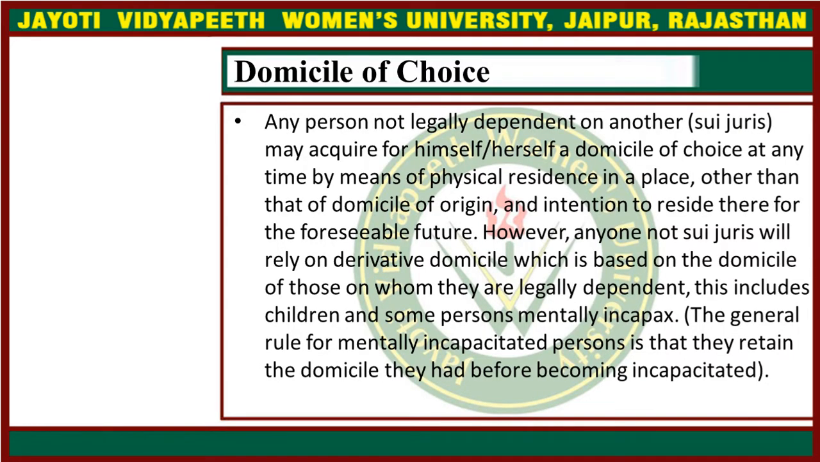Domicile of choice is the second kind of domicile, which means any person not legally dependent on another may acquire for himself or herself a domicile of choice at any time by means of physical residence in a place other than that of domicile of origin and intention to reside there for the foreseeable future. However, anyone not sui juris will rely on derivative domicile, which is based on the domicile of those on whom they are legally dependent. This includes children and some persons mentally incapable. The general rule for mentally incapacitated persons is that they retain the domicile they had before becoming incapacitated.